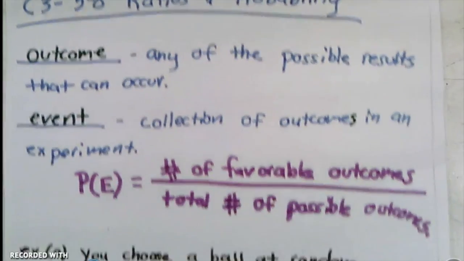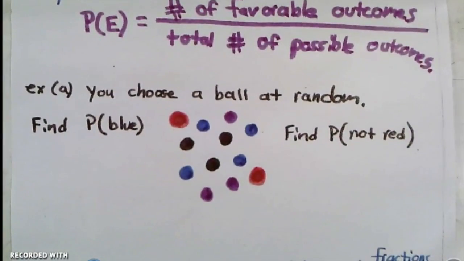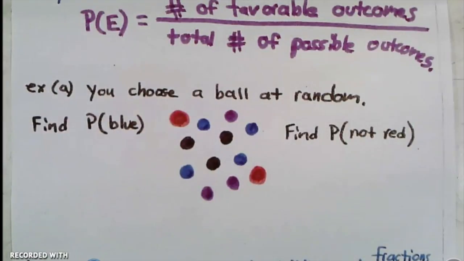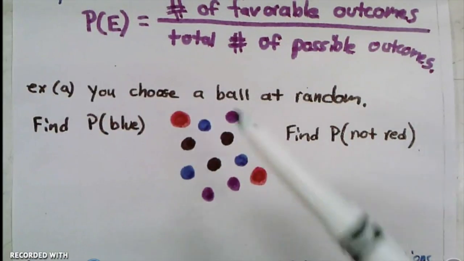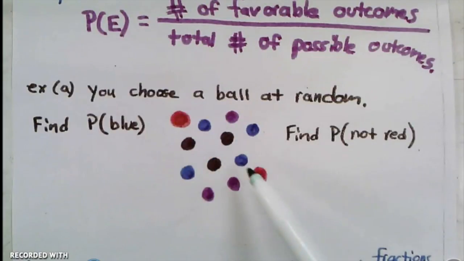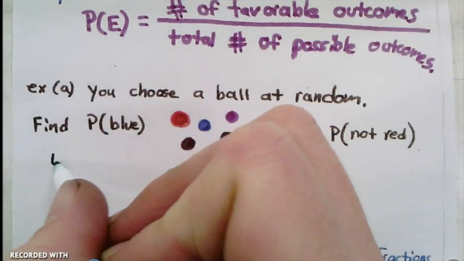Okay, so let's look at example letter A. You choose a ball at random, and we have all of these balls right here that are all different colors. So what is the probability that we would find a blue one? So find the probability of blue. So we're going to start by counting up the favorable outcomes. It's favorable if we pull a blue one. So let's count all the blue balls. We have 1, 2, 3, 4.